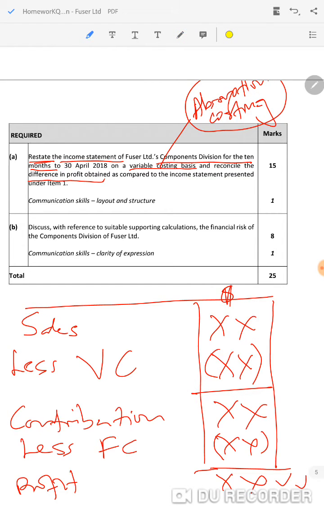So now the next thing that we want to do is go through the scenario and see what issues we are supposed to incorporate in coming up with your profit using the variable costing basis.